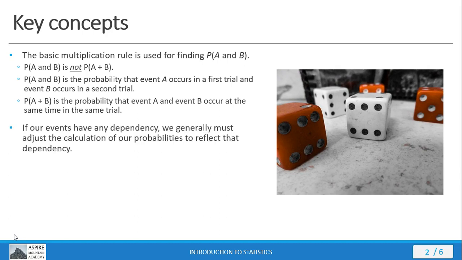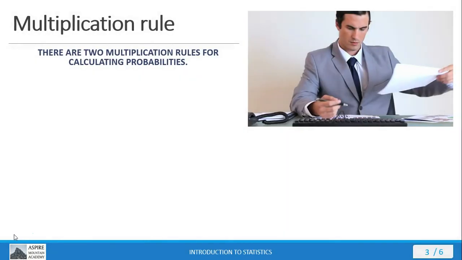Now we also have to check for any dependency among our events, because if we have dependency among our events, then generally speaking, we have to adjust our calculation so that we get the right probability out. The dependency will actually change the way we calculate the probability a little bit, so we have to be on alert for any events that are dependent. We'll talk more about that in a moment. But first, let's talk about the multiplication rule itself.